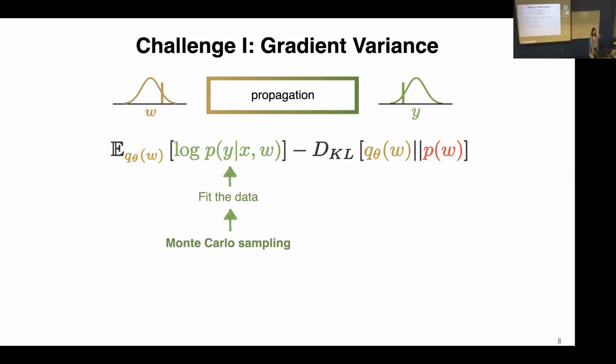That's the Monte Carlo sampling idea. But the main problem is the gradient variance is very large, right? Because you're using the Monte Carlo sampling to approximate the gradient as well. And the gradient can be very noisy, especially when you only have a small number of samples.